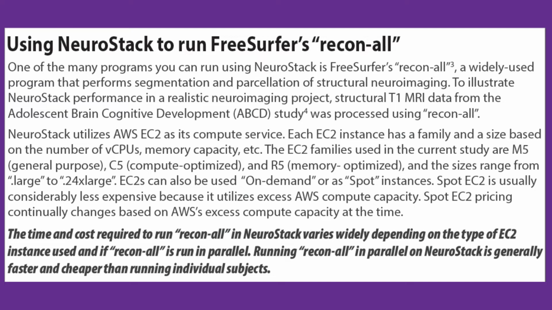Let's take a look at the time and cost of performing recon-all on different EC2 instances in NeuroStack. We'll see that it varies widely depending on the type of EC2 we use and if we're running recon-all in parallel. Running recon-all in parallel is generally faster and cheaper than running individual subjects.